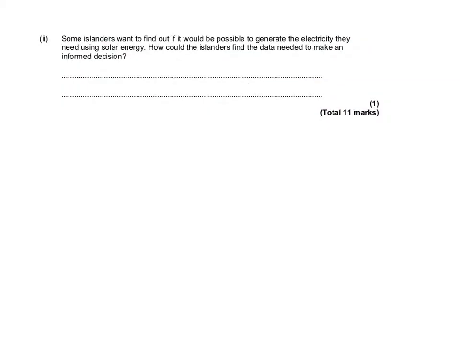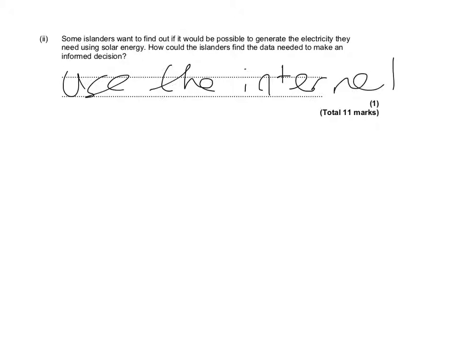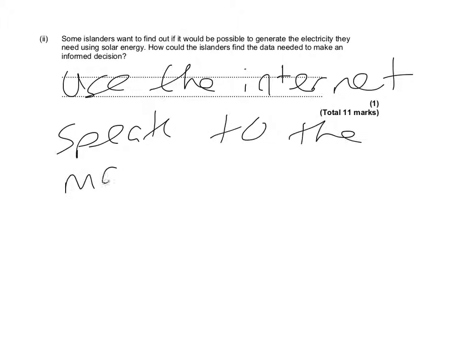The final part of this question says some islanders want to find out if it will be possible to generate electricity they need using solar energy. How could the islanders find the data needed to make an informed decision? Well, with that one, what they're looking for is that they could use the internet to make the informed decision, or speak to the manufacturers, and that way either one of those would get you a mark.